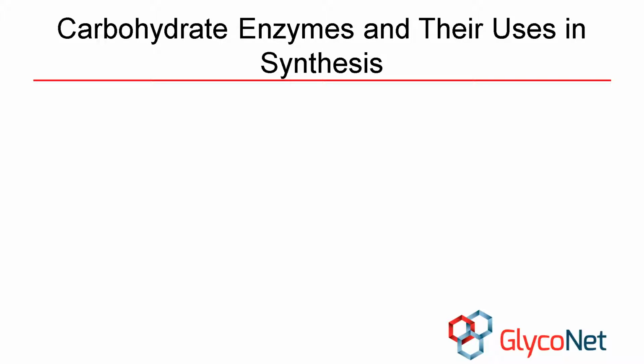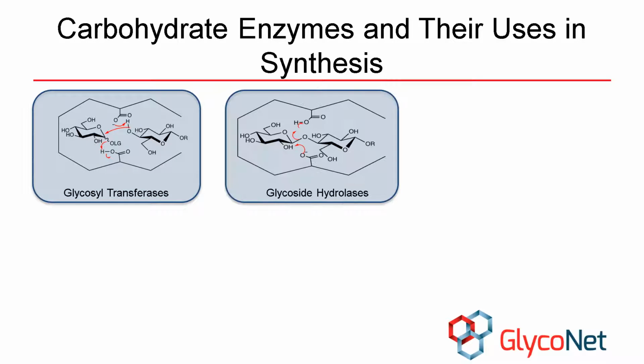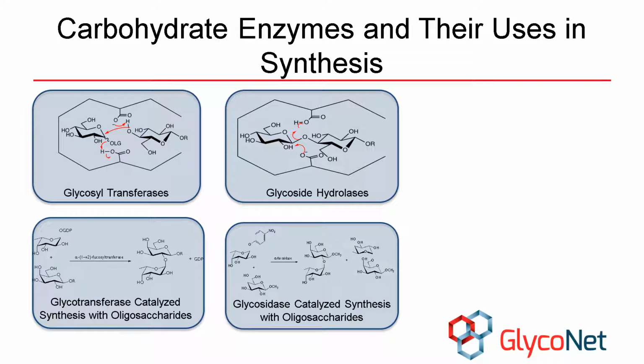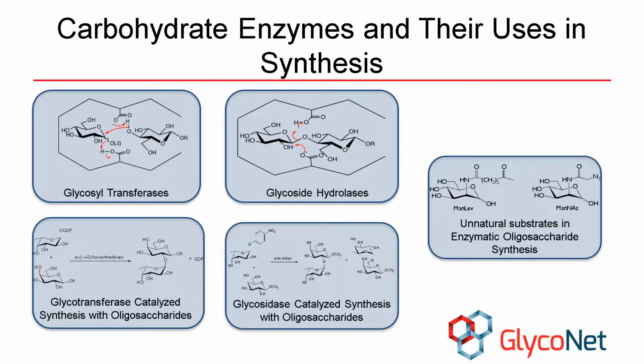There are two main types of carbohydrate active enzymes, glycosyltransferases and glycoside hydrolases, or glycosidases. Today we'll talk about the mechanism of each enzyme and how we can utilize glycosyltransferases and glycosidases in the synthesis of oligosaccharides. We will then briefly talk about how we can use these enzymes to synthesize analogs of oligosaccharides by using unnatural substrates.